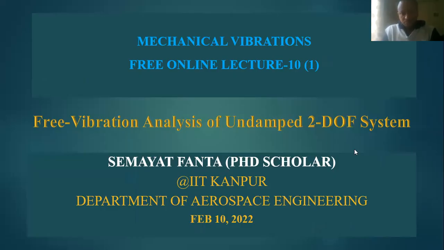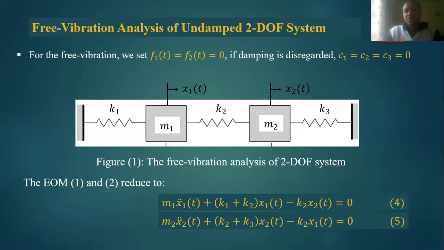In yesterday's lecture, we saw that for free vibration analysis there is no force. The name free vibration indicates there is no external excitation force, and the name undamped refers to C1, C2, C3 being equal to 0. So we are left only with the stiffness of the material, the mass, and the coordinates. This is the free vibration analysis of the undamped 2-degree of freedom system model.